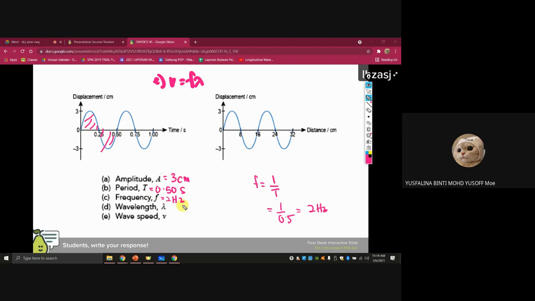And then for the wavelength, you cannot use this graph. You have to use displacement against distance. Again, we take two semicircles here, so you can get straight away the wavelength is 16 cm. And the wave speed, I give you the formula there: v equals f lambda. The f we already calculated is 2, and the wavelength is 16. 2 times 16, you will get 32 cm s^-1. So that's the answer.